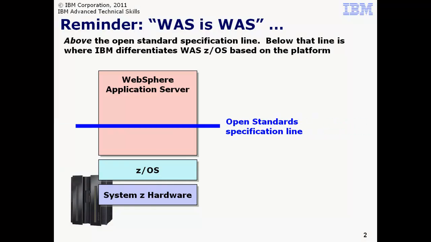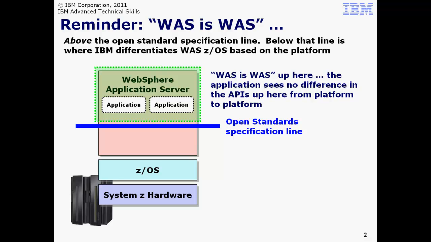First, the System Z hardware, then the zOS operating system, then WAS zOS. Then we draw a horizontal line to represent the open standard specification line. Your applications run above the open standard specification line. Those applications see only open standard support. They have no direct awareness that zOS is the underlying platform. That's what we mean by WAS is WAS. At the application layer, WAS zOS looks like WAS on any other platform.